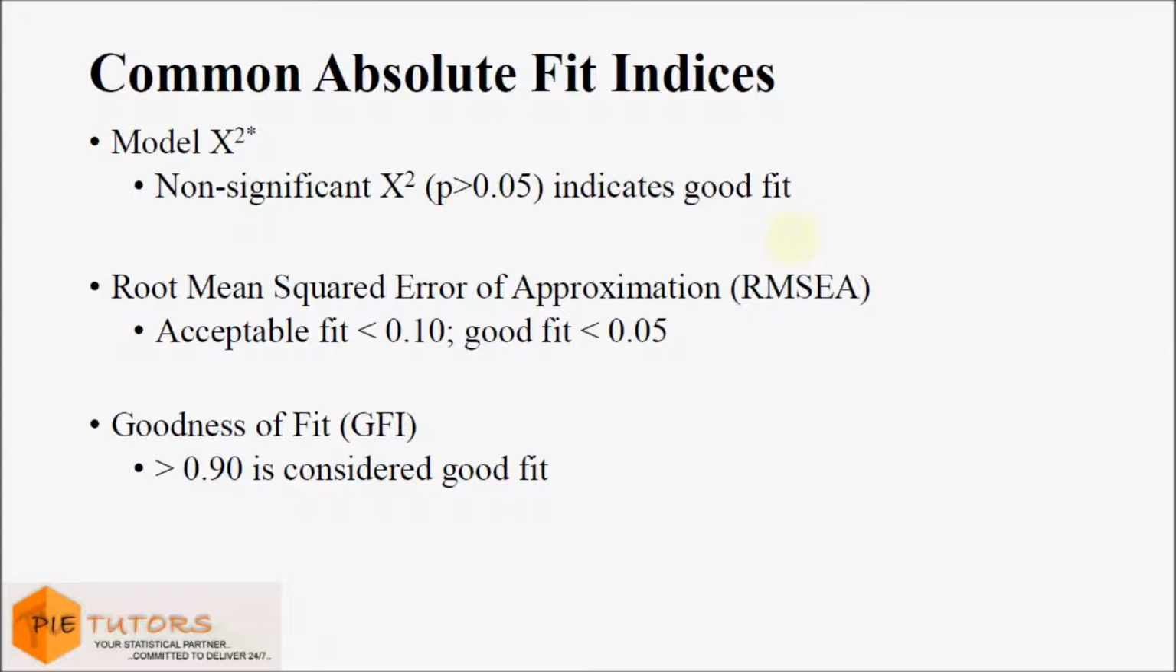The root mean squared error of approximation looks at the average size of the residual. The smaller values of RMSEA represent a better fitting model, and it provides confidence intervals in significance tests. Though values less than 0.1 are acceptable, we require values less than 0.05 to conclude that the model is a good fit.